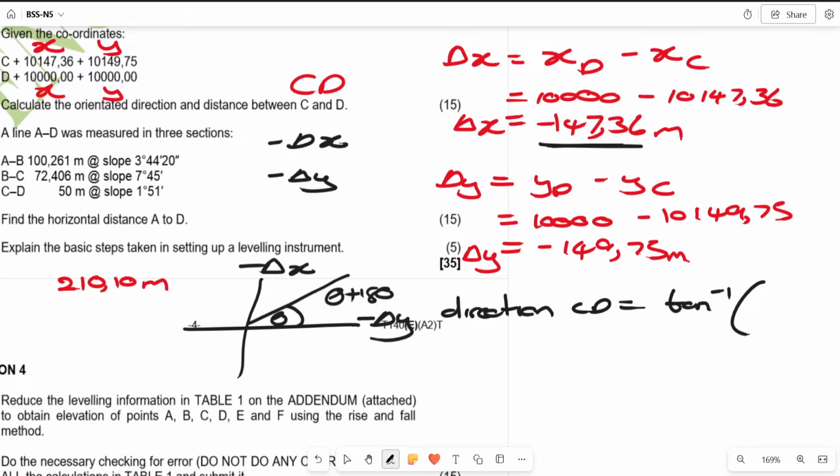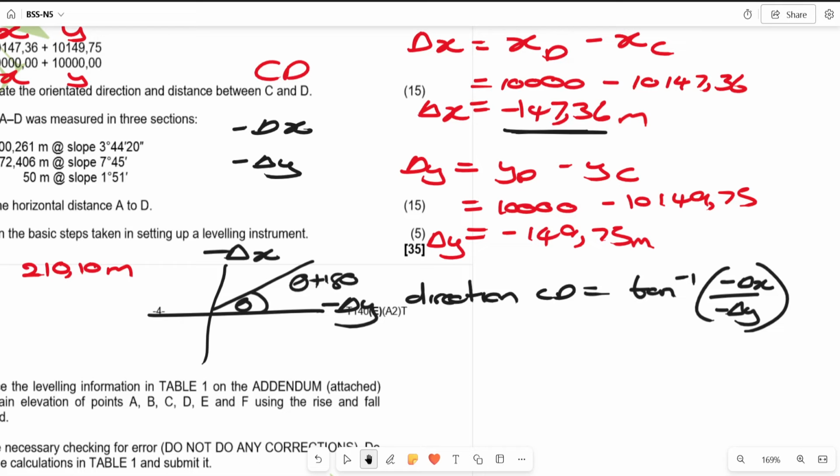So we will say theta. Before, we need to get the ratio first, right? Which is our opposite. Our opposite is going to be delta x over delta y, like that, plus 180. We have to add 180. Do not forget to add 180 because you're working in the third quadrant. Plus 180 degrees, right? So what are we going to have now?